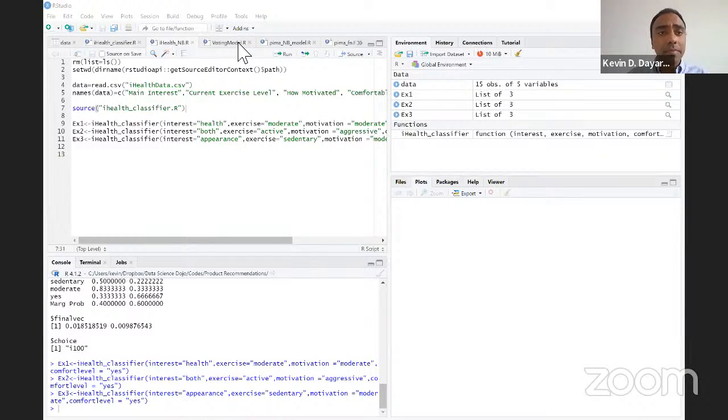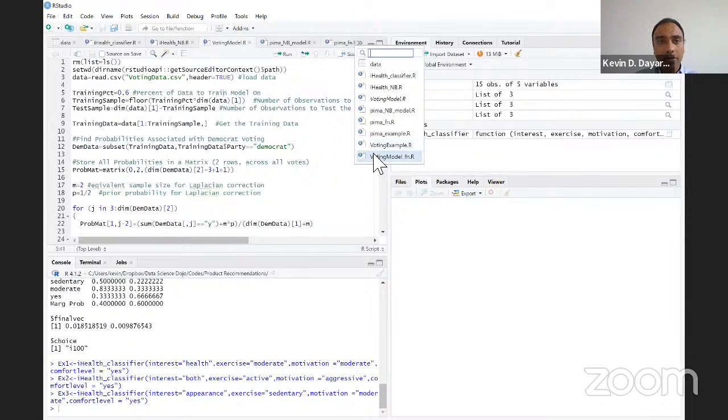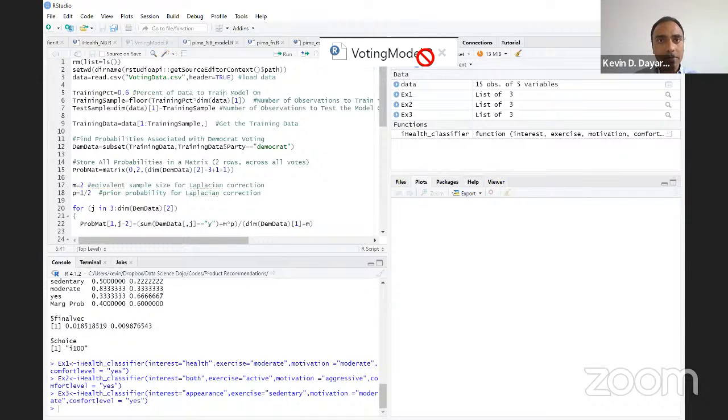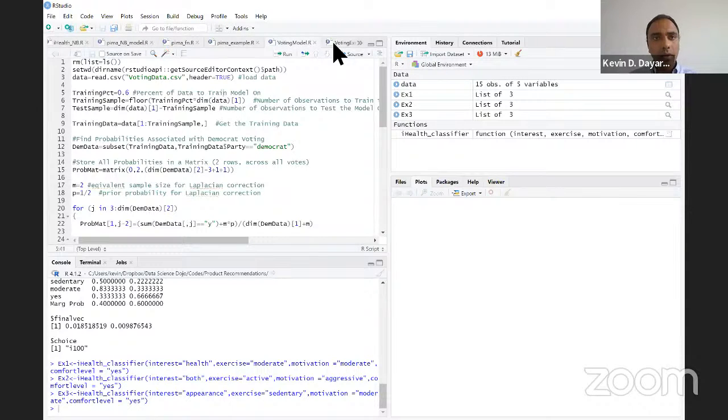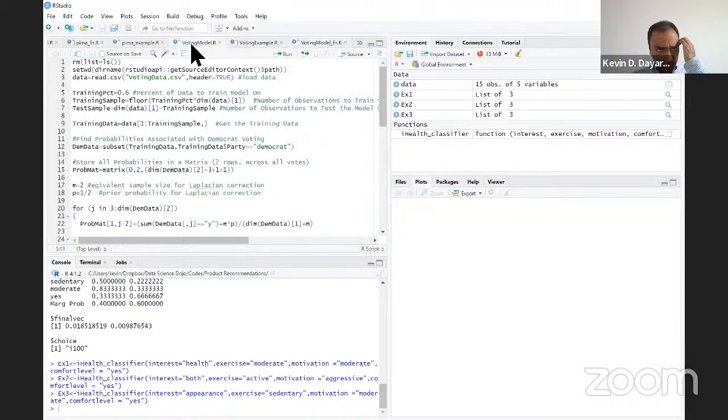So let me share my screen. Where is it? Yes, here's the code. Okay, so now I'm trying to share this. Here we go, voting model. And okay, we will bring this over here to this side. So we have all these codes together. Oopsie. Okay, so this is the model for this data.